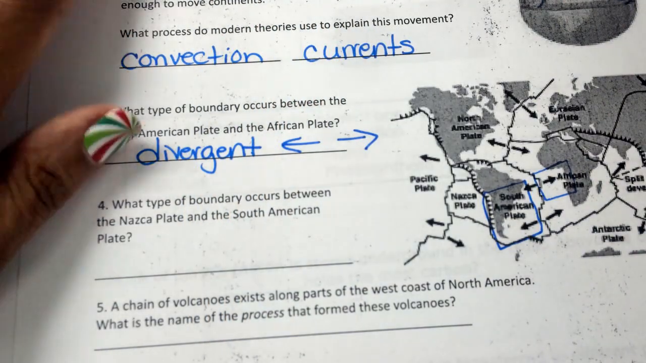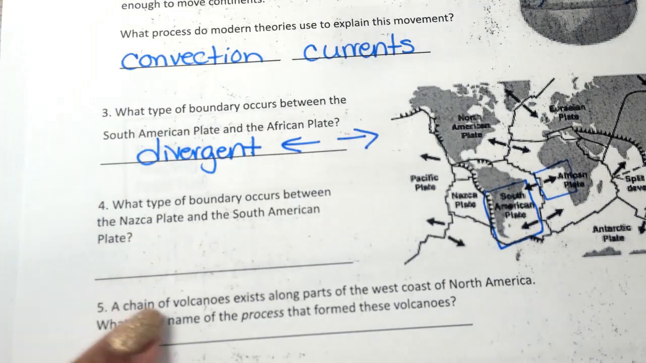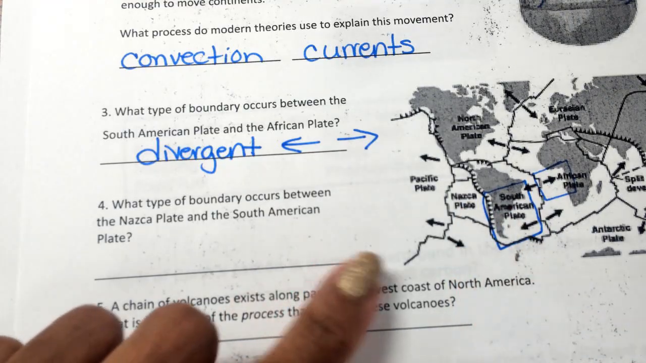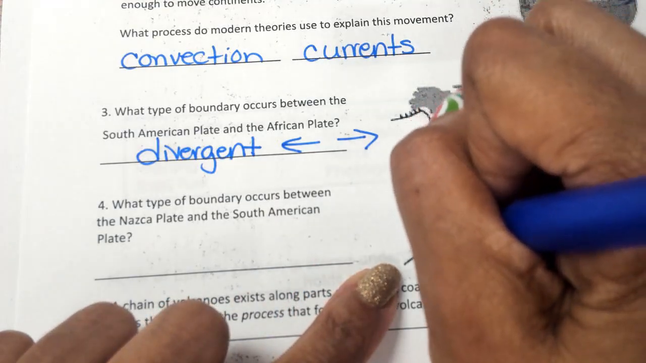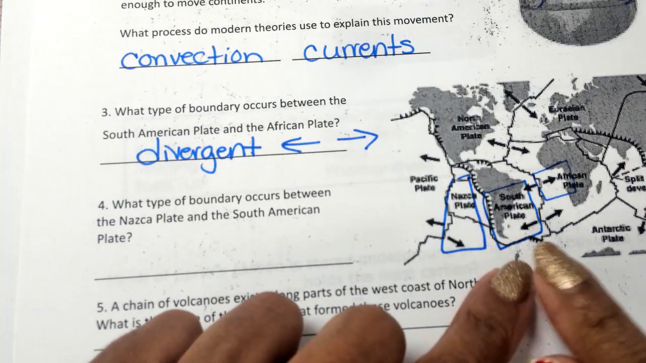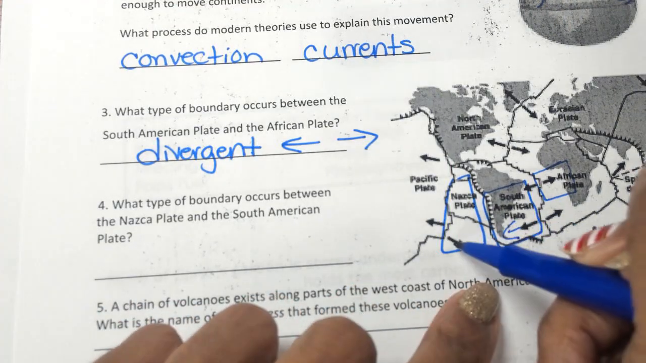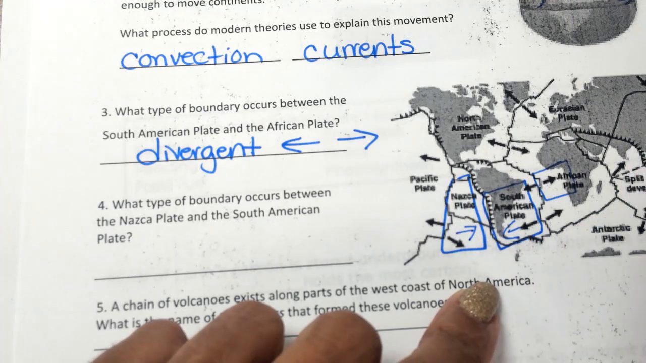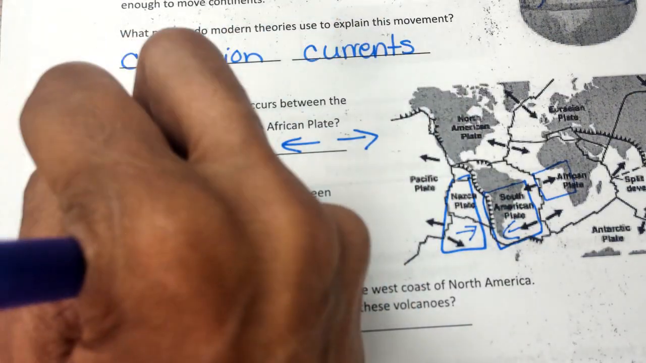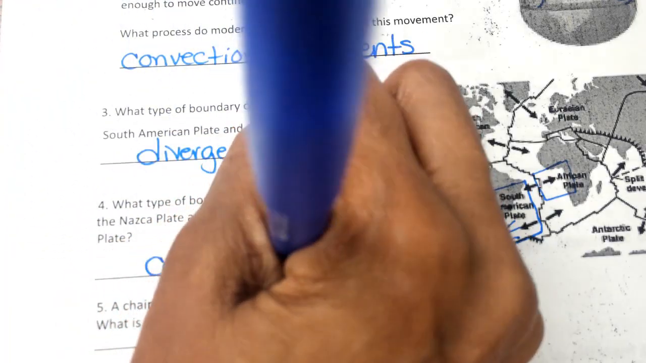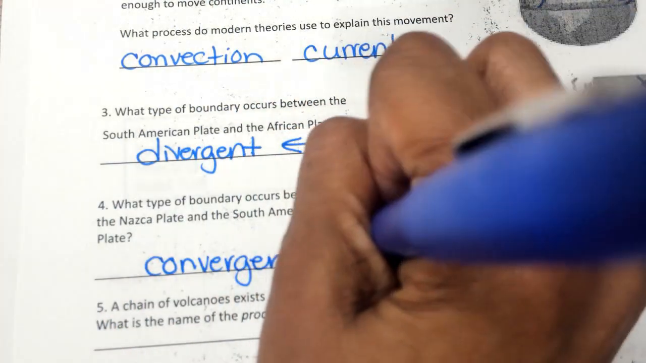Next question, what type of boundary occurs between the Nazca plate and the South American plate? All right, so we're going to find the Nazca plate right here and the South American plate. Well, you can see the South American plate is going this way, the Nazca is going this way, so that is convergent. And that's where they move towards each other.